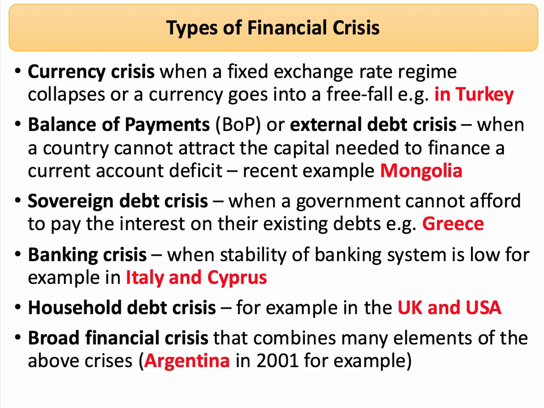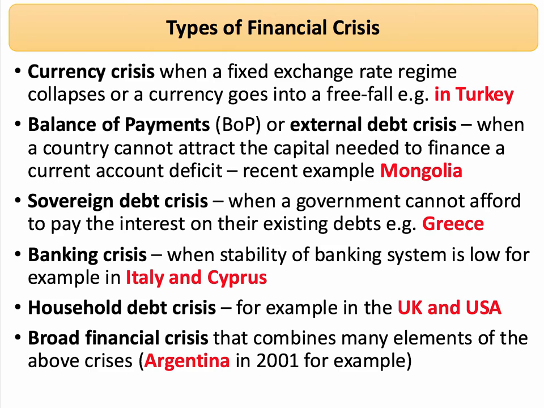And a really good example of that at the moment is Mongolia, which has just been bailed out by the IMF, the International Monetary Fund, partly because there's been a fall in world commodity prices, and that's something that Mongolia depends heavily on. A sovereign debt crisis is really another phrase for government or national debt crisis.